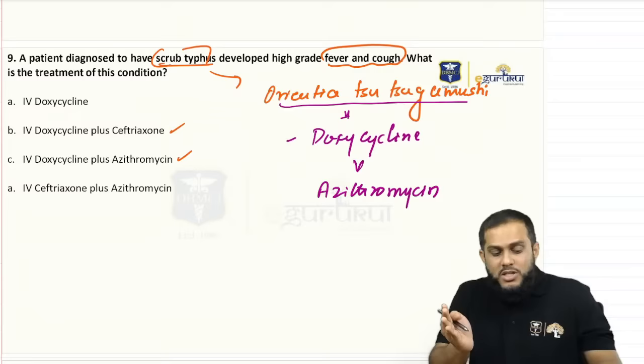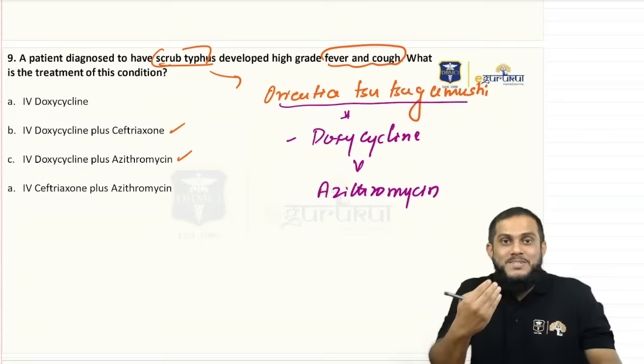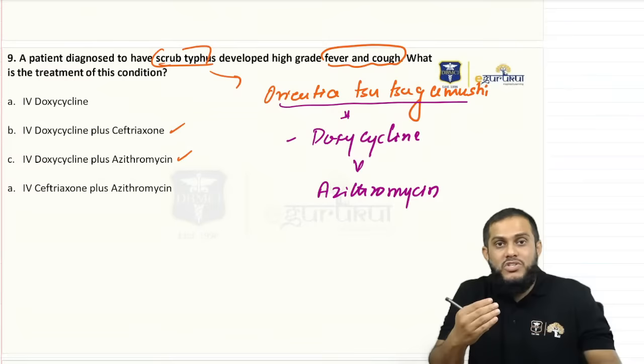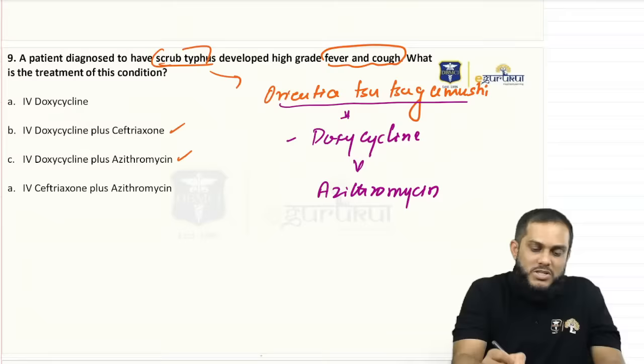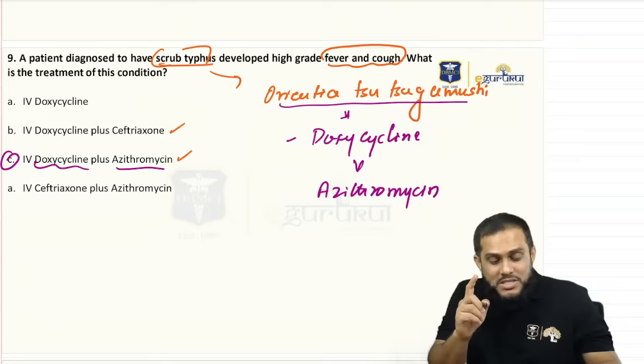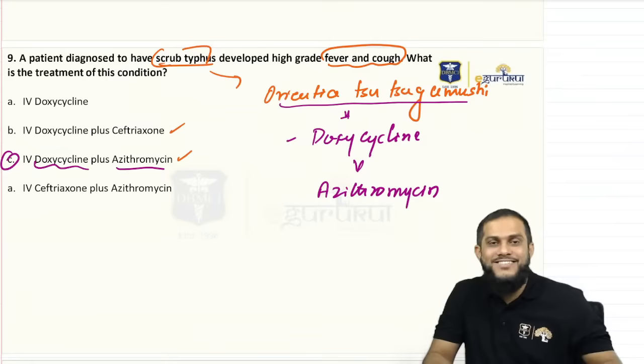Azithromycin not only takes care of lung manifestations, it can also help as an additional drug in treating scrub typhus. So you can treat scrub typhus better by adding azithromycin, which not only takes care of lung manifestations, it also helps doxycycline treat scrub typhus. That's why the best combination to select here is IV doxycycline with azithromycin. But usually doxycycline is the drug of choice.